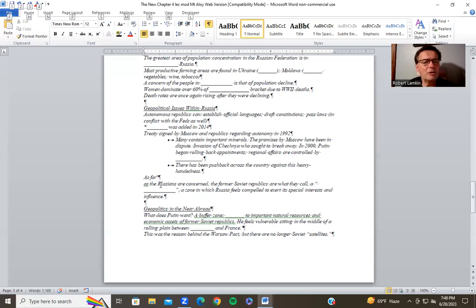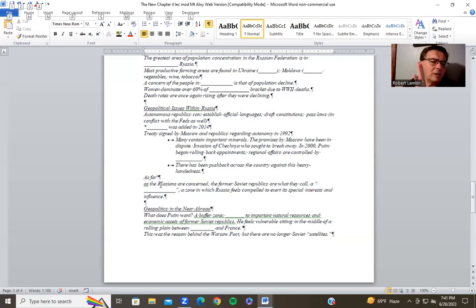So as far as the Russians are concerned, the former Soviet republics are what they call the near abroad. Looks like a good quiz question if I do say so. The near abroad is a zone in which Russia feels compelled to exert its special interests and influence. So turn to page 174, figure 523. You can see a couple nice visuals about this.